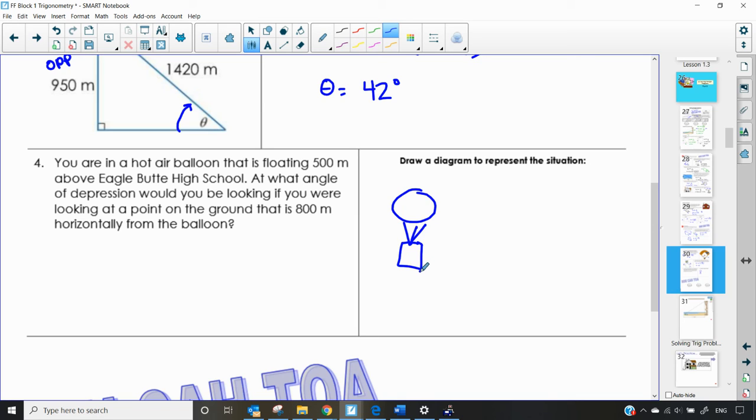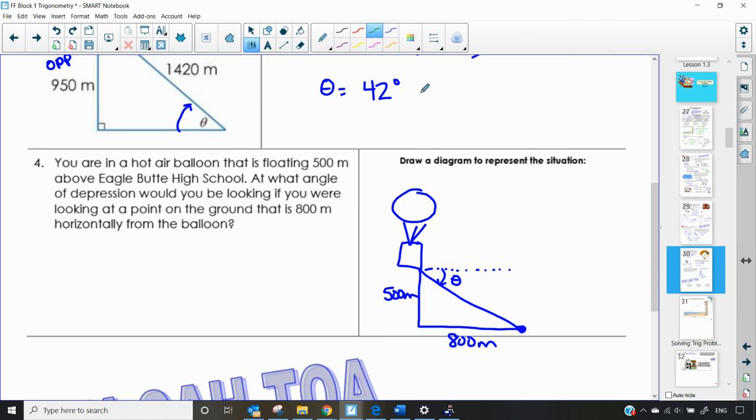But our balloon is flying 500 meters above the ground, and it's looking at a point that is 800 meters horizontally from that height above the ground. So 800 meters is down here. 500 meters is our height above the ground, and we're looking down at that point. Now, the question is asking for the angle of depression. So the angle of depression is looking down from the horizontal.